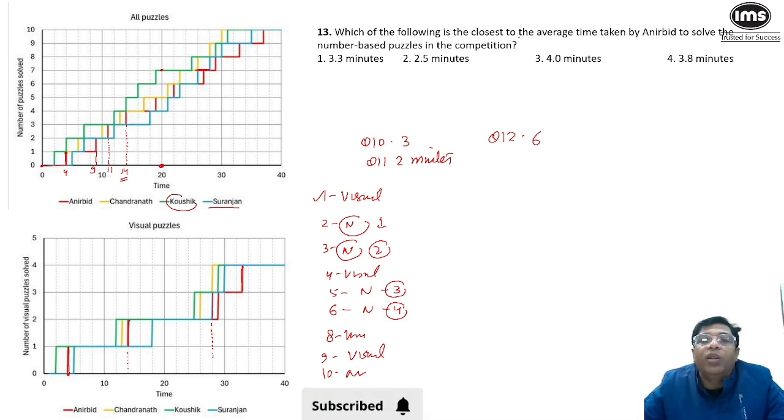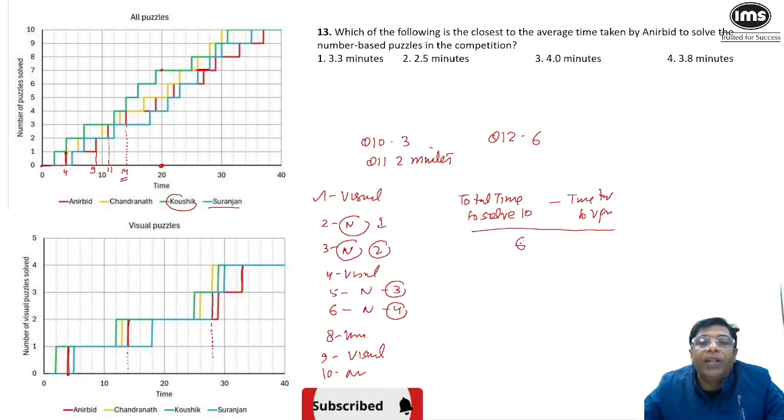Which of the following is the closest to the average time taken by A to solve the number based puzzles in the competition? So the average time for number based puzzles can be calculated as the total time to solve all the 10 puzzles minus the total time taken to solve the visual puzzles. And since there are only 6 number puzzles, divide by 6, and I get the required answer. Now A is taking a total of 37 minutes to solve all the puzzles.